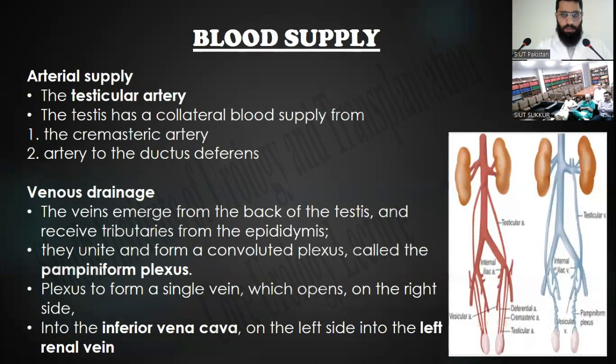The blood supply of the testes. Arterial supply is from the testicular artery, which is a branch of the abdominal aorta. The testes have a collateral blood supply from the cremasteric artery and the artery to the ductus deferens. The veins emerge from the back of the testes and receive tributaries from the epididymis. They unite and form a convoluted plexus called the pampiniform plexus. The plexus eventually forms a single vein which opens on the right side into the IVC and on the left side into the left renal vein.